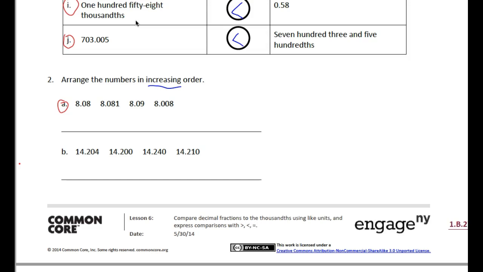So again, let's look at the instruction. It says increasing order. So we know that we're going to start with the smallest one. And so we're going to look at the tenths place. Oh, they all have nothing in the tenths place. So let's look at the hundredths place. And we can see that this has 8 in the hundredths. This has 81 thousandths. So this is slightly bigger than this one, but not by a lot. This one's quite a bit bigger. This one is the smallest because it has nothing in the tenths or the hundredths place. So we'll put that one first.